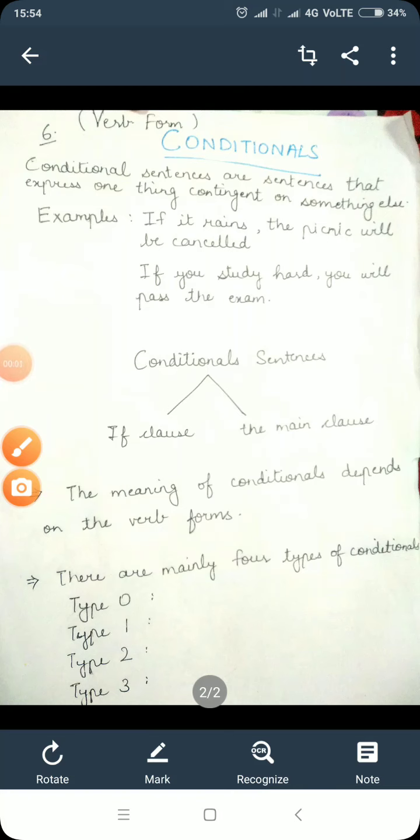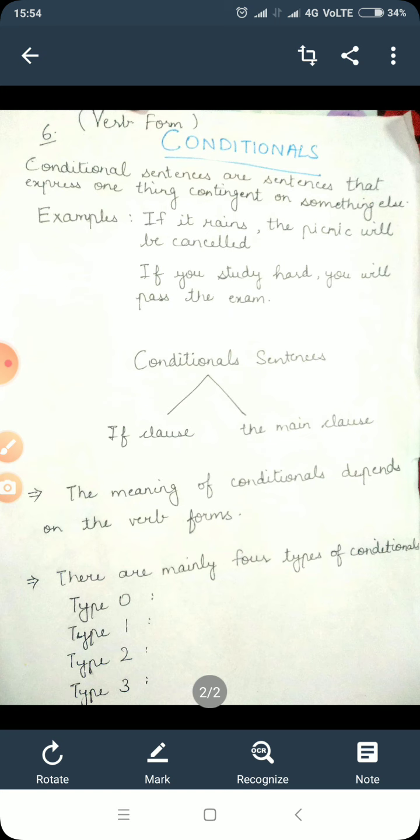Students, today we are going to start a new chapter from your English grammar book. The name of the chapter is Verb Forms in Conditionals. Firstly, what are conditional sentences?